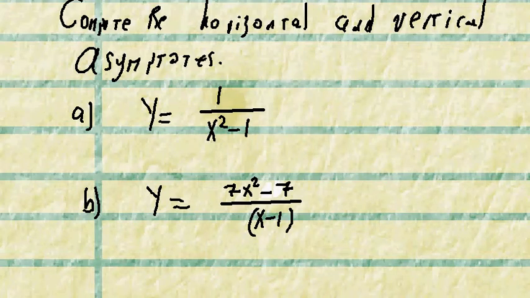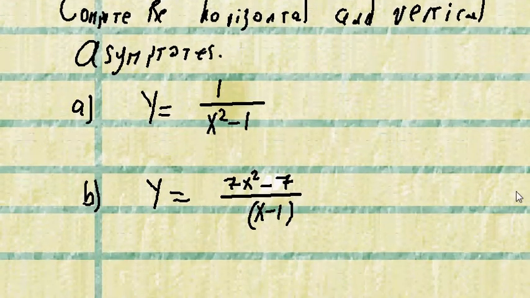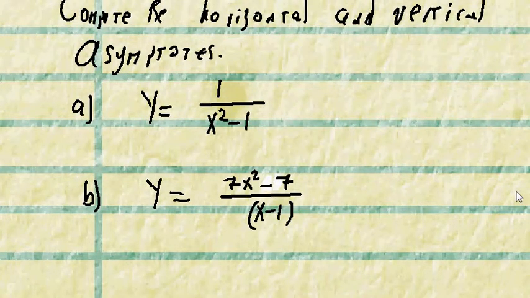Alright, so in this video we're going to compute the horizontal and vertical asymptotes of these two rational functions. Let me begin with a. Notice that my numerator in a is 1, my denominator is x squared minus 1. Let me begin with horizontal asymptotes.